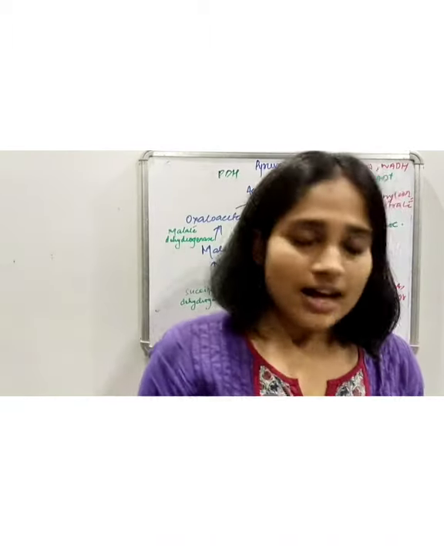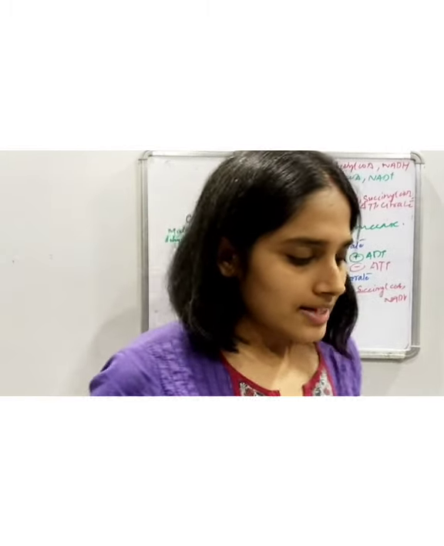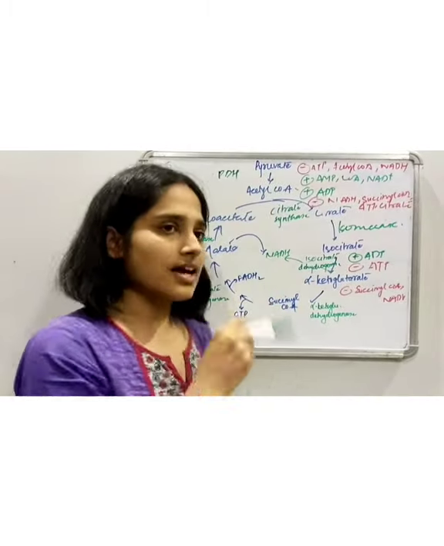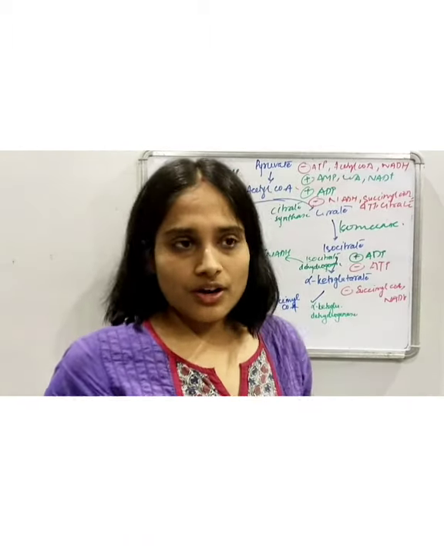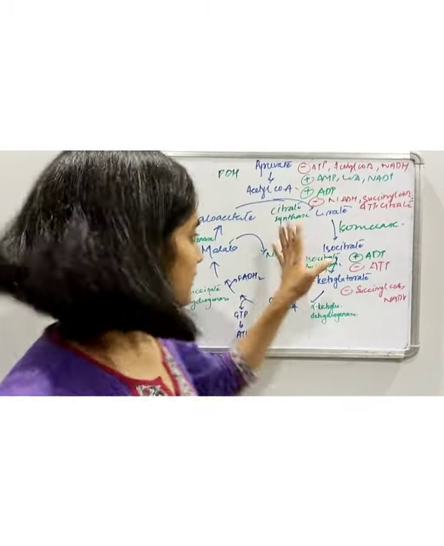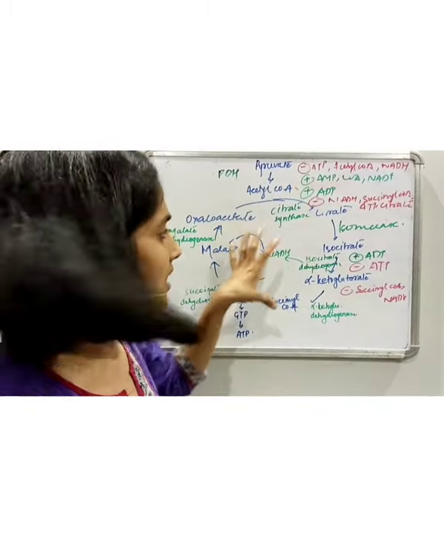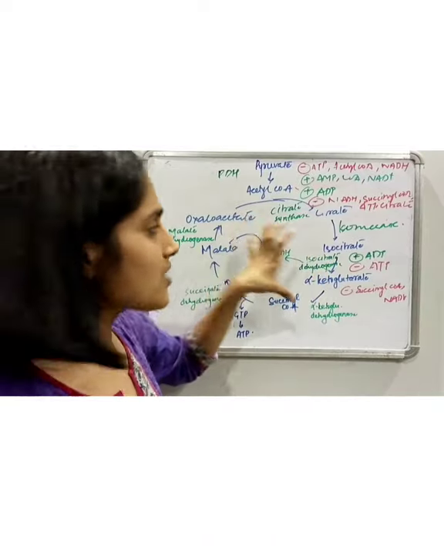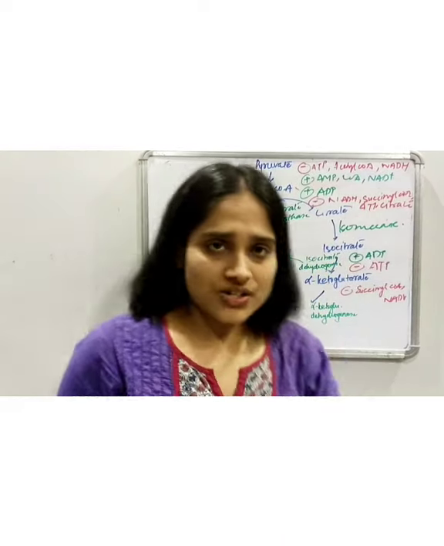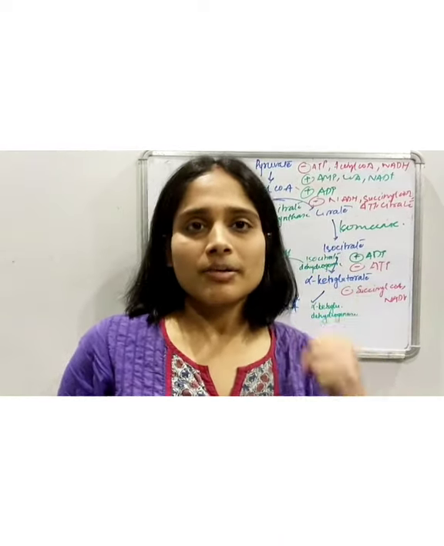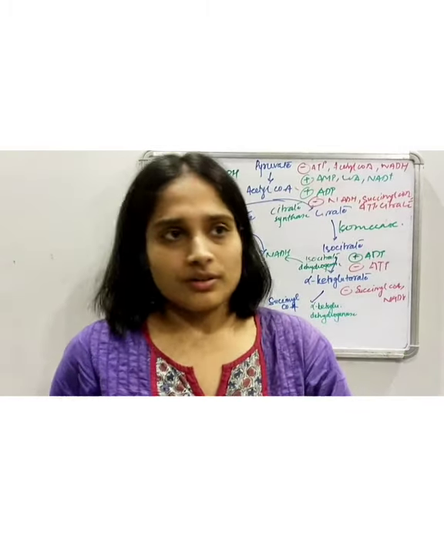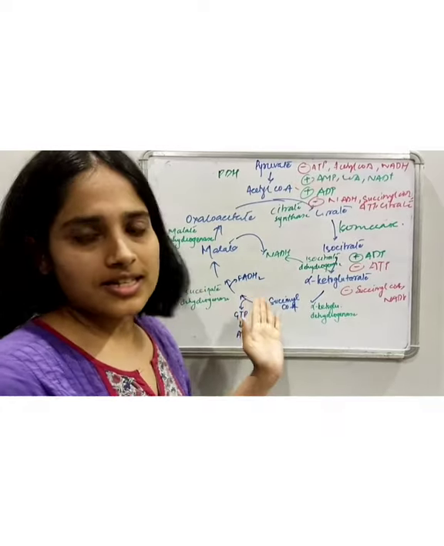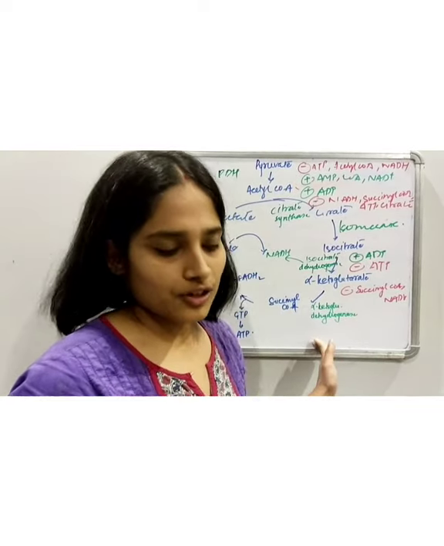Then, glycolysis occurs in the cytosol, whereas the TCA cycle occurs in the mitochondrial matrix. Glycolysis does not require oxygen; it may be aerobic or anaerobic. However, this cycle is strictly aerobic, which means it requires oxygen. Why? Because oxygen acts as the terminal electron acceptor and is converted into water. Remember the first cycle which we drew at the beginning of the lecture.